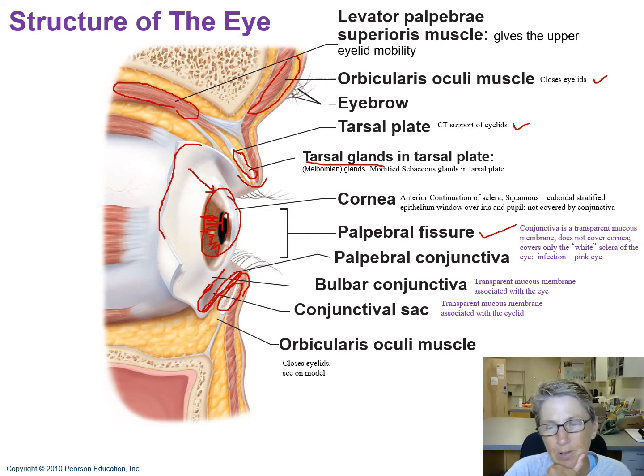Conjunctiva is just a transparent mucous membrane. Like I said, it doesn't cover the cornea. It just covers the white of your eye, the white sclera. And if you get an infection of the conjunctiva, that's conjunctivitis, or sometimes called pink eye.